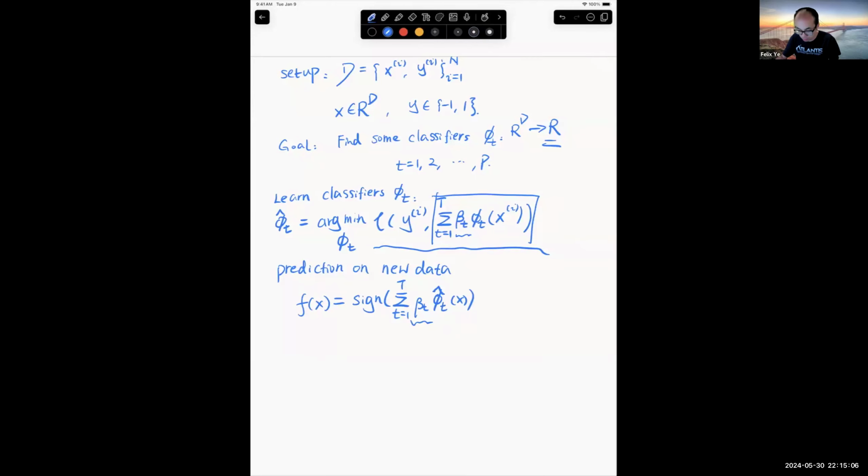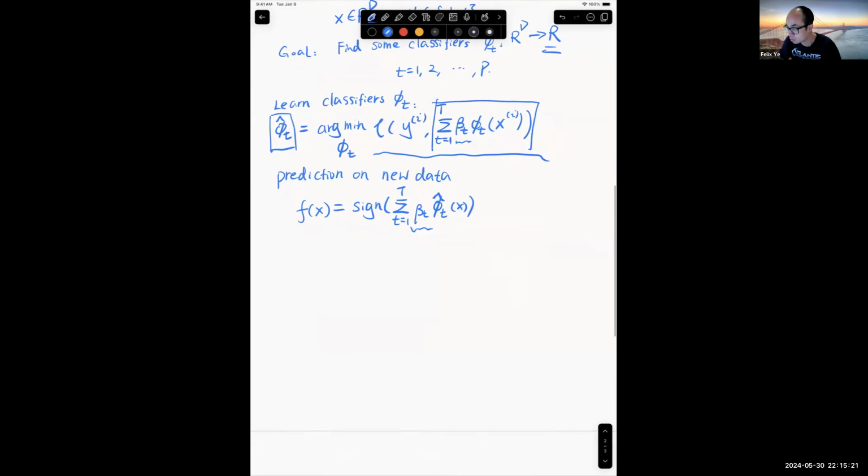But overall, finding such phi_t sequentially, for phi_1, phi_2, phi_3 until phi_T, is a really, really hard problem. In general, it's not an easy job. So what we can do is find our best classifier using forward stepwise modeling.